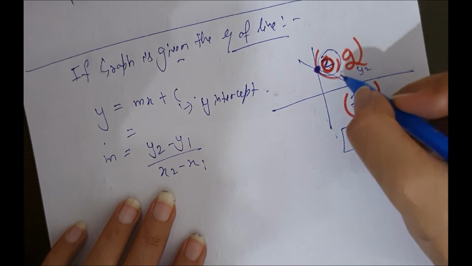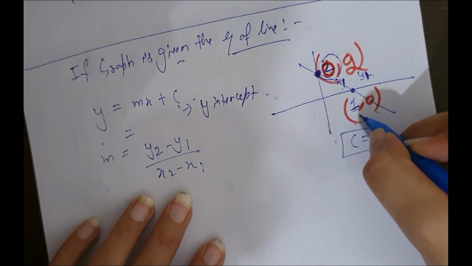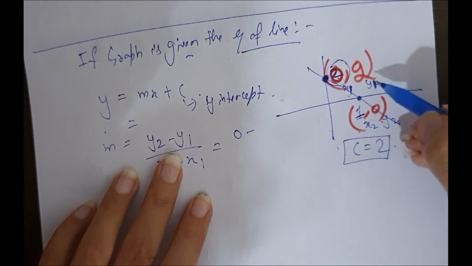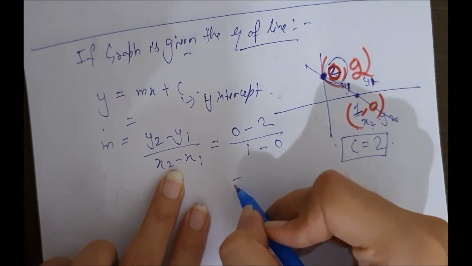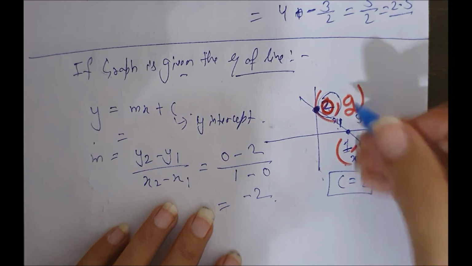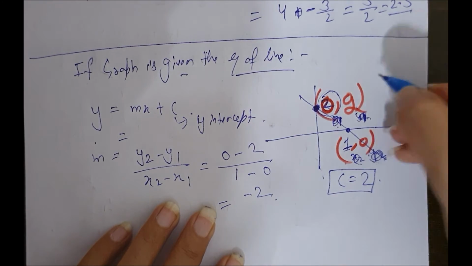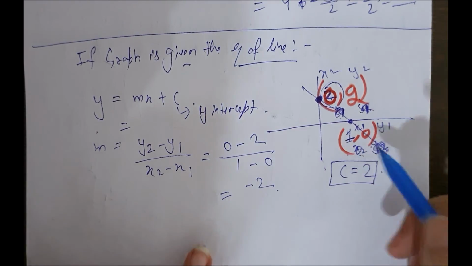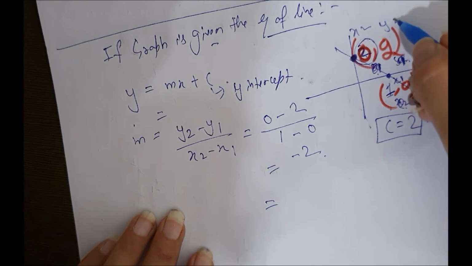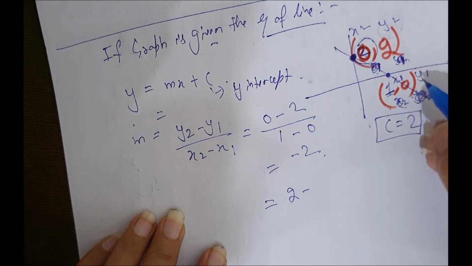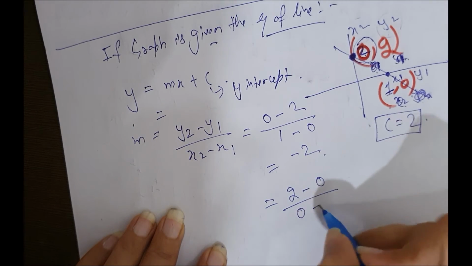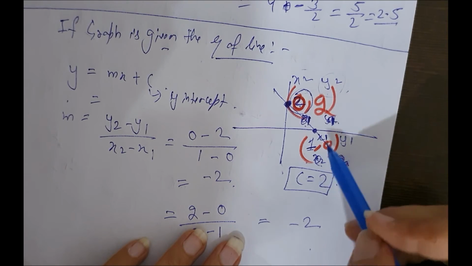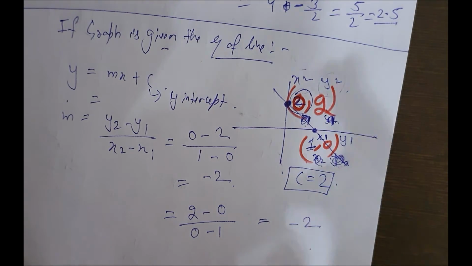Slope of a line, you can take it either way. This is x1 y1 and this is x2 y2. With y2 as this, 0 minus 2 over x2 1 minus 0, the answer comes out to be minus 2. If we take it another way, like y2 x2 minus y1 x1, the answer will be similar. Let's see this as y2, so 2 minus 0, and this is x2, so 0 minus 1. Again the answer comes out to be minus 2. You can take either one as x2 y2 or x1 y1; it will not affect the result.